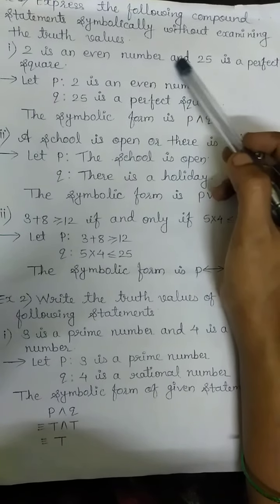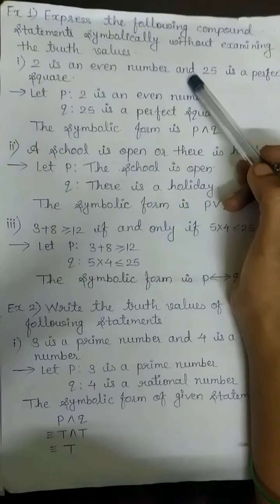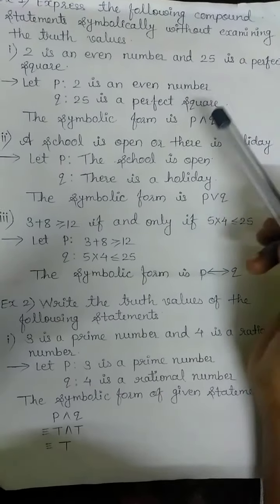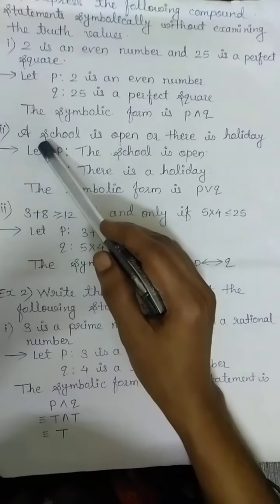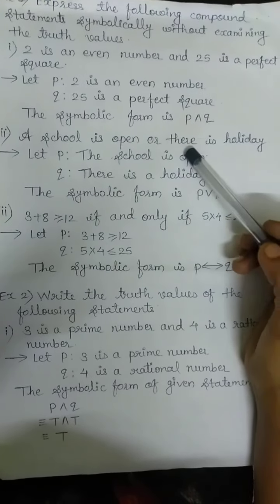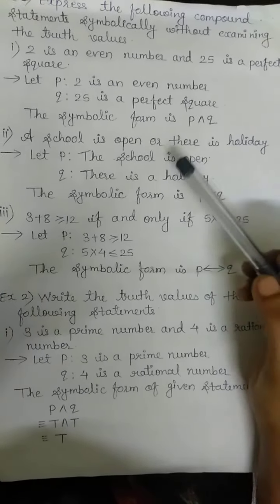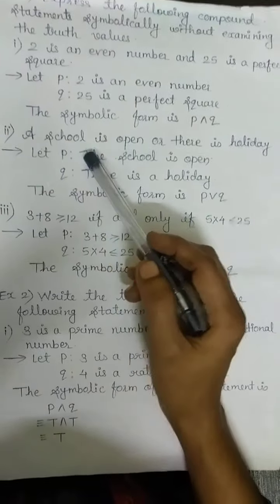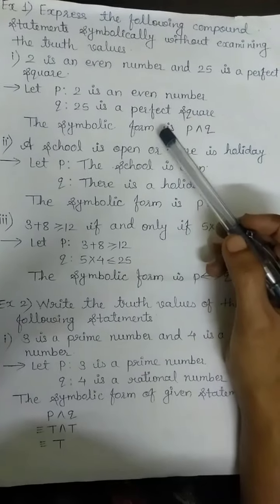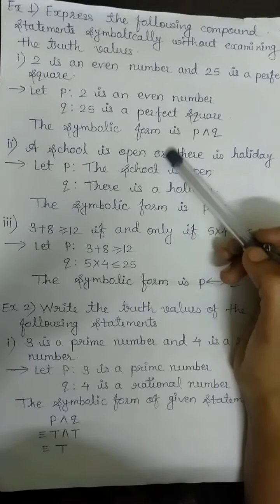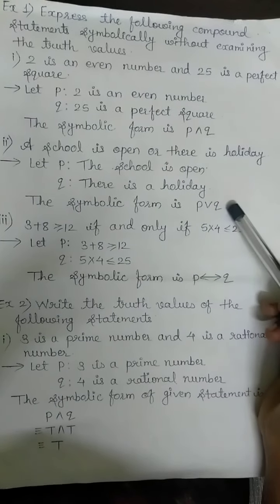Since in the given compound statement the logical connective is and, we are going to use the symbol of that logical connective, and the symbolic form will be this. Second example: school is open or there is a holiday. Here also we are going to write this compound statement in terms of simple statements. So P: the school is open, Q: there is a holiday. And the logical connective used in this compound statement is or. Therefore the symbolic form will be P or Q.